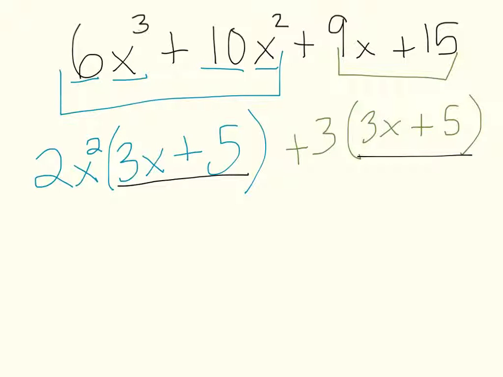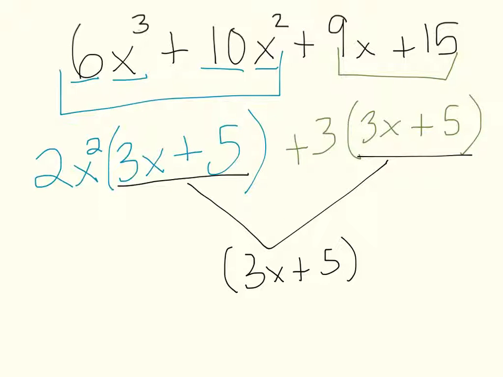what I have factored is going to have a common term. So my 3x plus 5 is the same term both times. So if they are the same and they match, then I'm allowed to write it one time. And my greatest common factors that we pulled out in front are going to be my other factor. So my 2x squared plus my 3 is going to be my other portion of my factor.